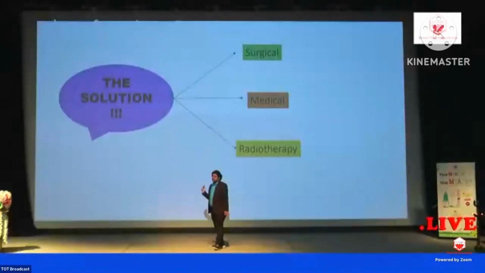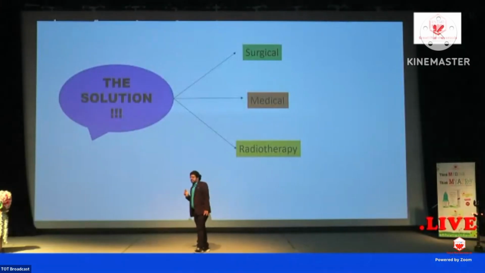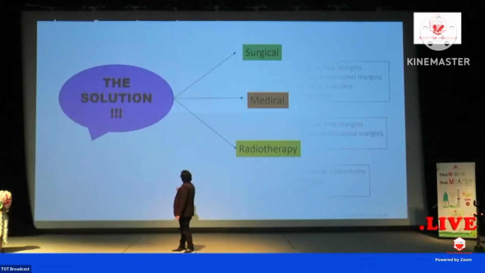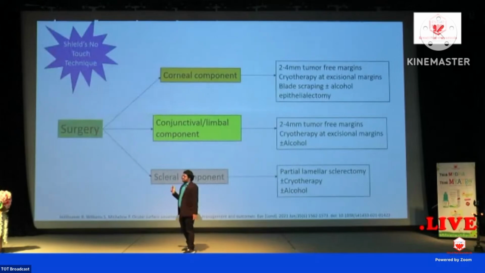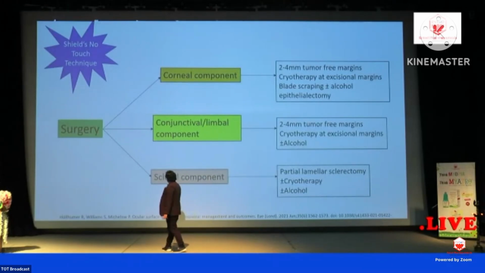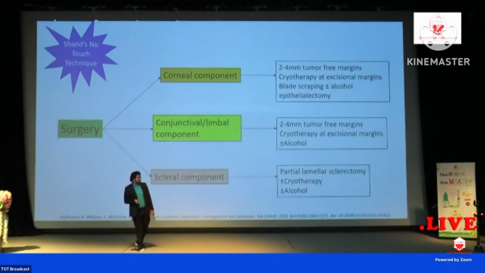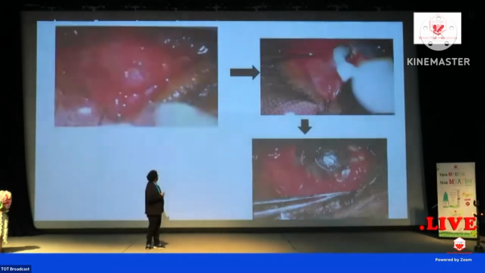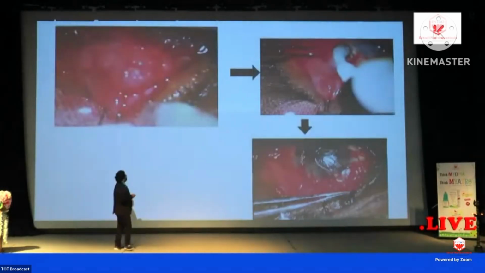So in the management of OSSN, surgical management is the gold standard. In surgery, we employ the Shields no-touch technique, where if the cornea is involved, we do alcohol epitheliectomy with 2 to 4 millimeter free margins. If the conjunctiva or limbus is involved, we do excision with 2 to 4 millimeter clear margins with cryotherapy and alcohol. And if sclera is involved, we do partial lamellar sclerectomy. So this is excision, followed by cryo, followed by amniotic membrane graft.